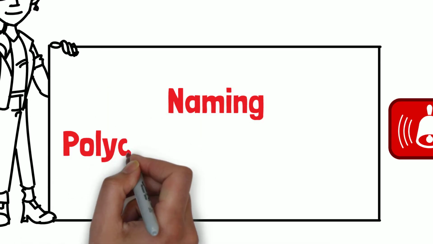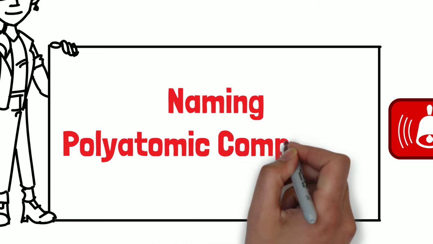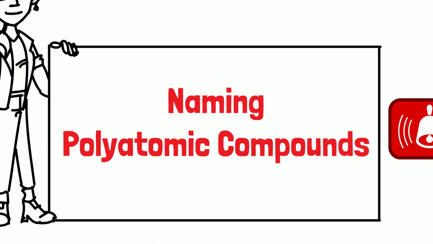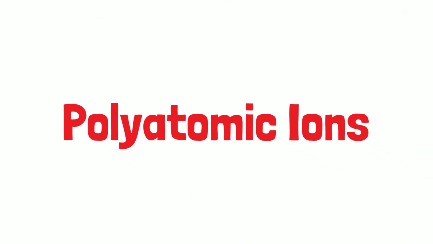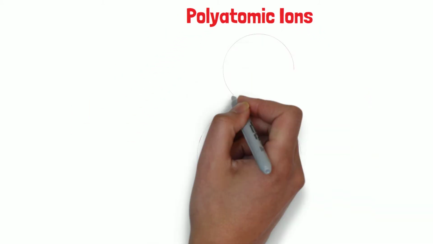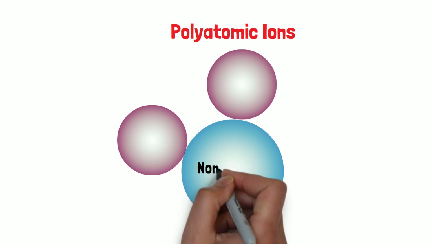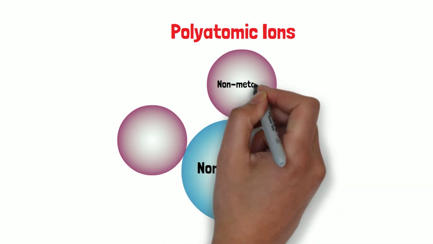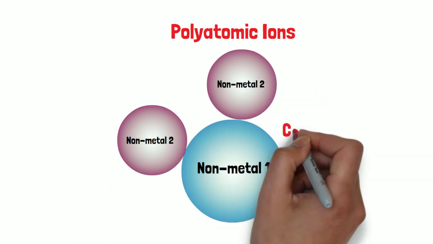Today, we're going to be learning about naming polyatomic compounds. I'm also going to be sharing tips and tricks on how to remember polyatomic ions. Before we get to naming, let us first define polyatomic ions. These ions consist of groups of atoms that are covalently bonded together. The ions have an overall electric charge.